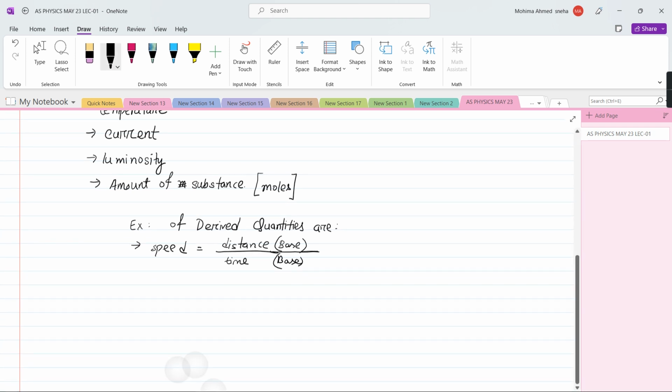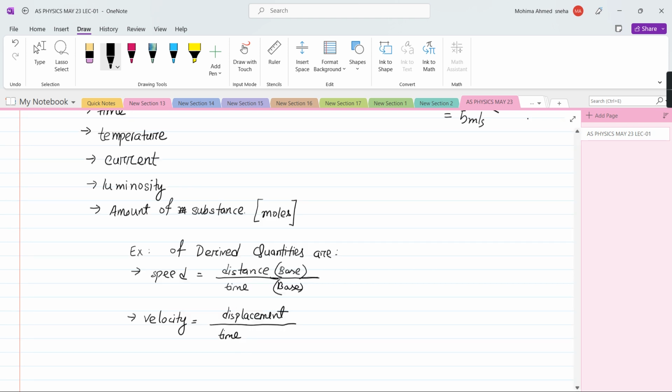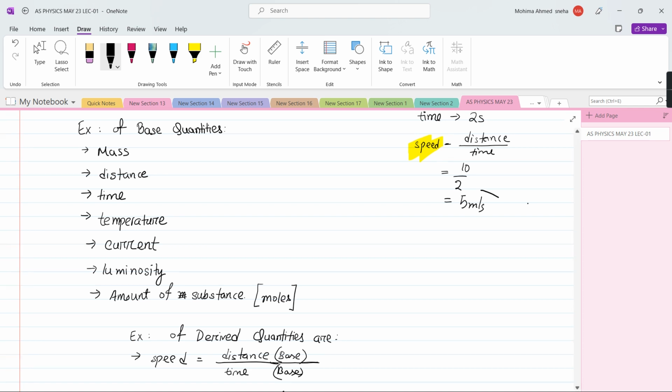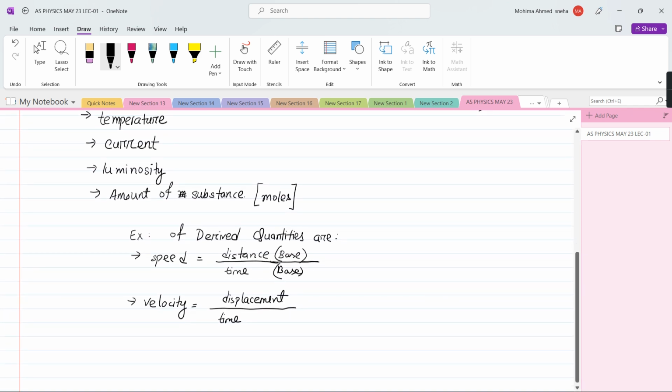A quantity can also be called a derived quantity even if it is dependent on some other derived quantities. For example, if you write velocity here, velocity is displacement over time. I didn't write displacement among our examples of base quantities because displacement and distance are basically the same thing, but just a vector version and a scalar version, right? So they are basically the same thing, but one has direction and the other one doesn't have direction. So this is again a base quantity and time will be again a base quantity.